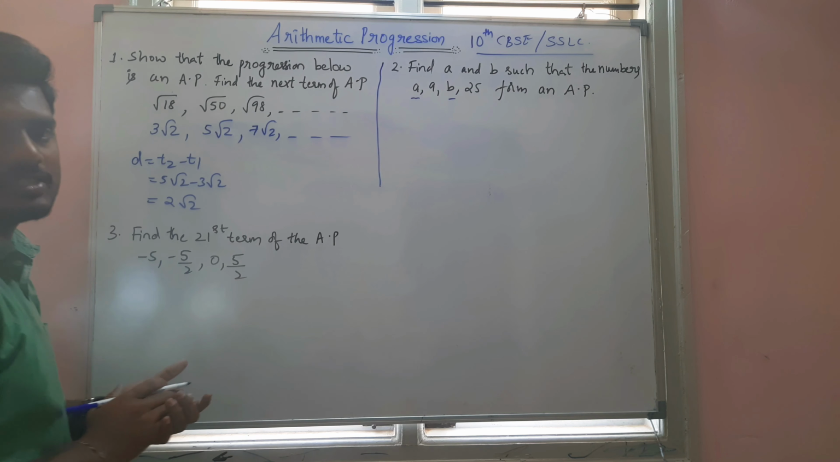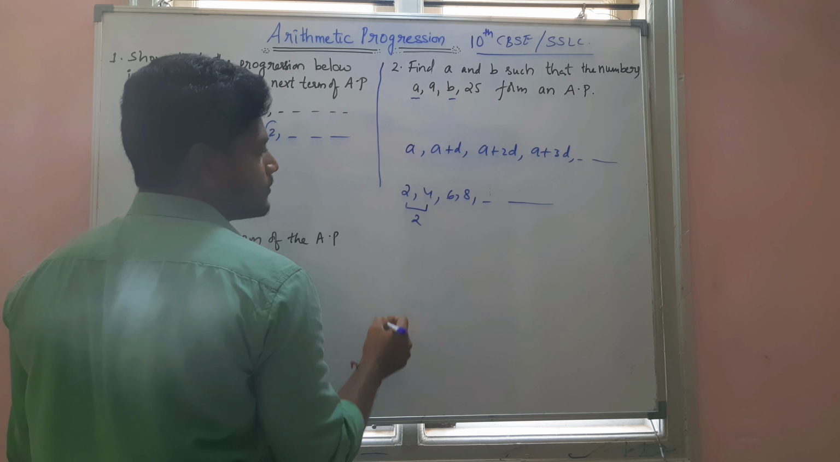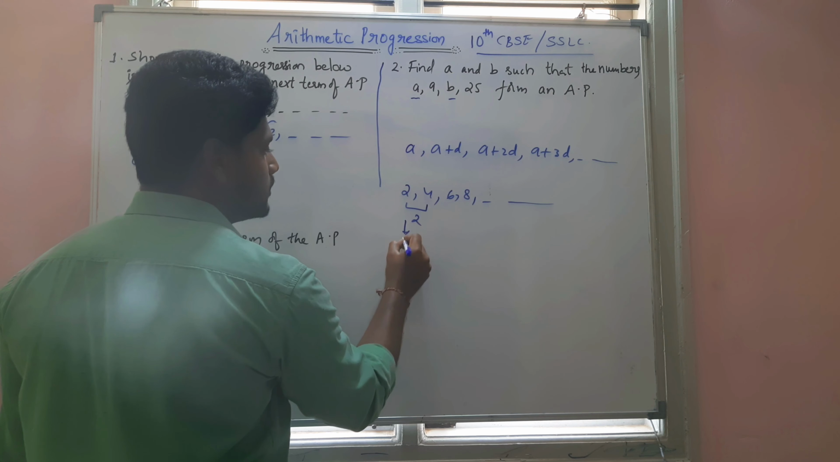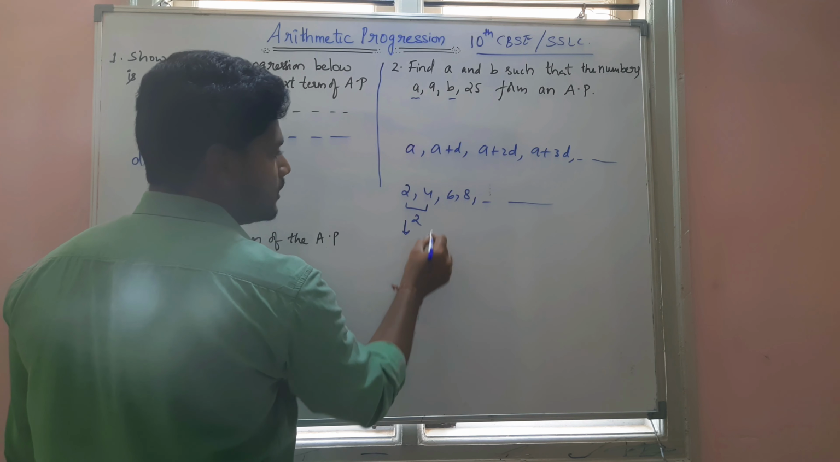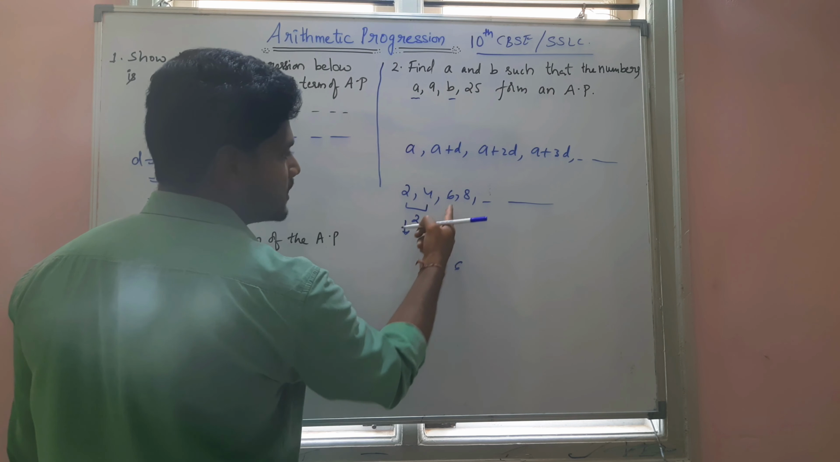As you know, in arithmetic progression, the terms will be like a, a plus d, a plus 2d, a plus 3d, like this. You have already taken the example 2, 4, 6, 8, and so on. How we can form this series is, if you know the common difference, that is 2, if we add 2 to this number, it will become 4. Again, you add 2 to this number, we will get 6. Again, if you add 2, we will get 8. So we need to add the common difference.